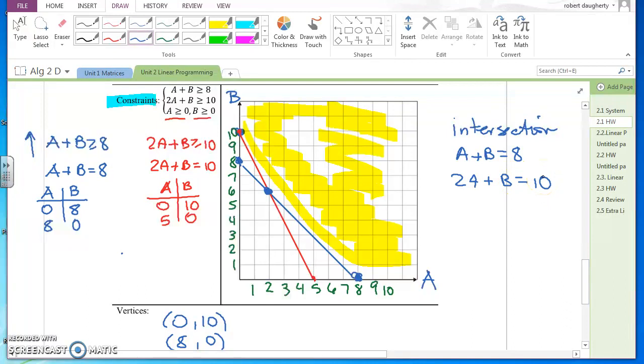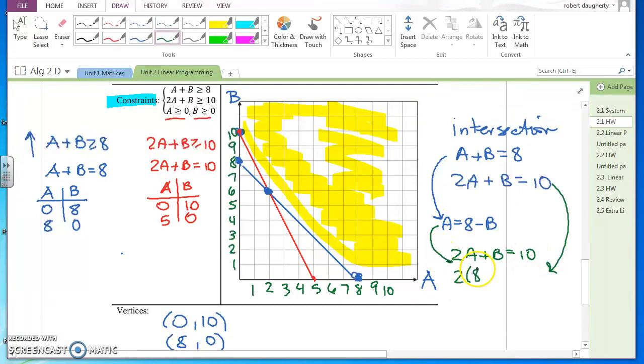The way you find that, you solve one equation for one of the variables. So I'm going to say that a is equal to 8 minus b, and then I'm going to plug that in to the other equation. So I'm going to use this other equation, 2a plus b equals 10, and I'm going to substitute this value for a: 2 times 8 minus b plus b equals 10.